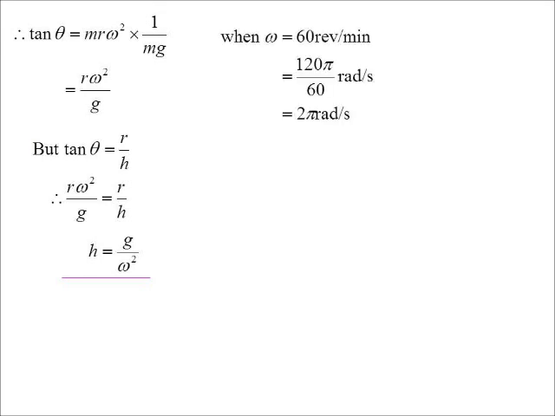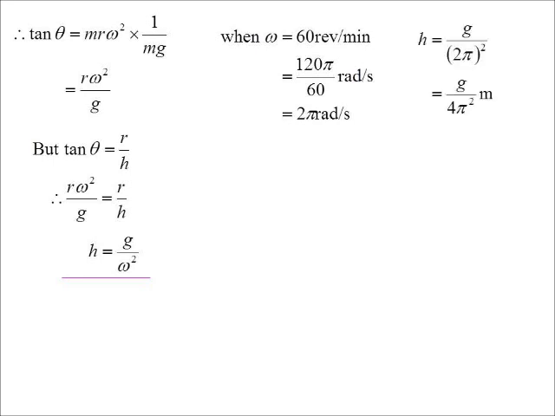But hang on a sec, I know tan theta, that's r on h. So now I can get a formula for the height of the bob. I want to know how much it changes. Well, it started at 60 revolutions per minute, 2 pi radians per second, of course. I need it in radians per second, not revolutions per minute. So I sub that in.